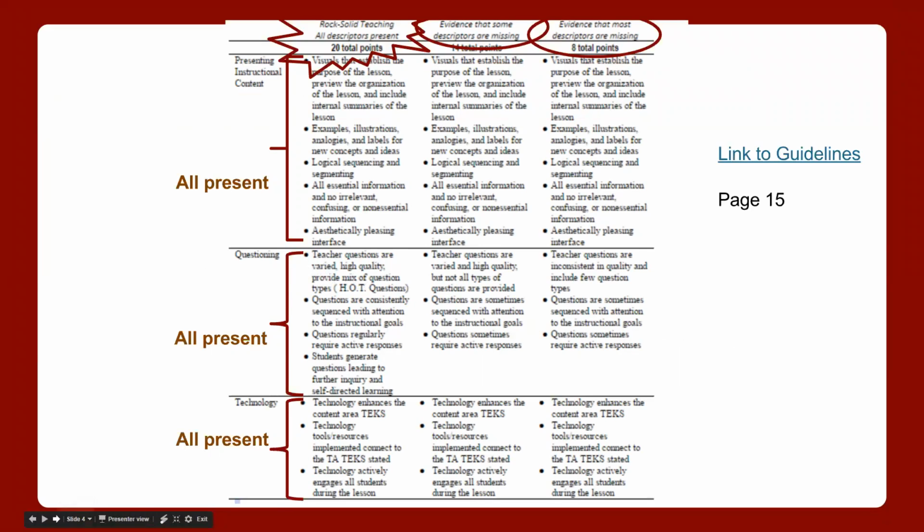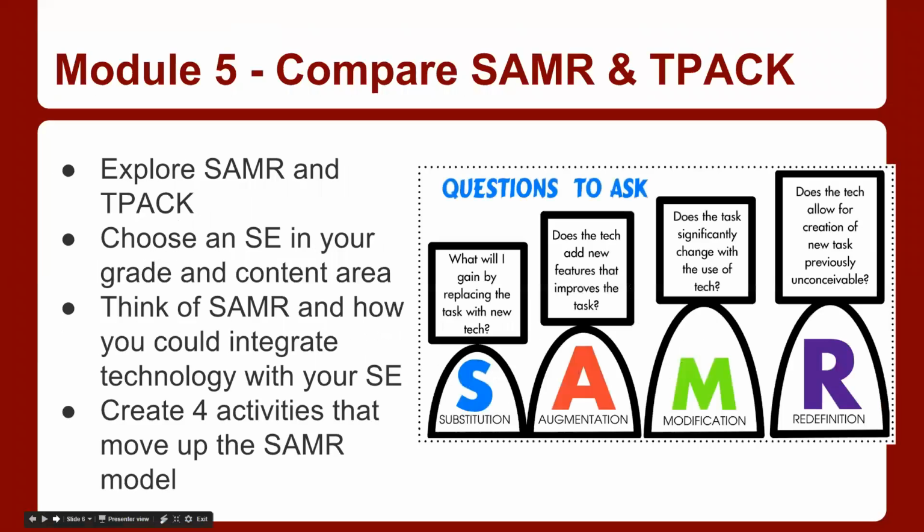All right, Module 5, compare SAMR and TPACK. You're going to explore the SAMR model and the TPACK model for technology integration. Choose an SE, a student expectation in your grade and content area. You're going to go through the SAMR model and think how you could integrate technology with the SE you've chosen. You're going to create 4 activities that move up the SAMR model, okay?